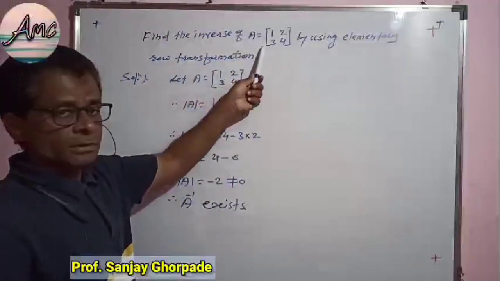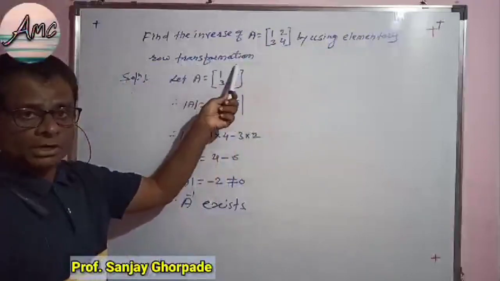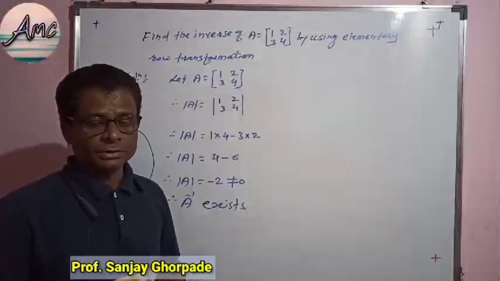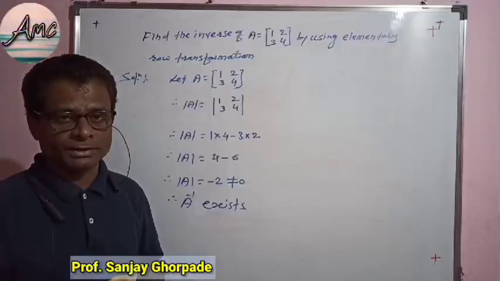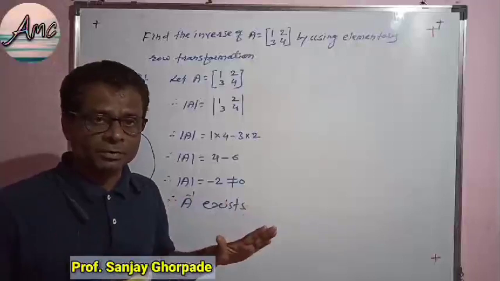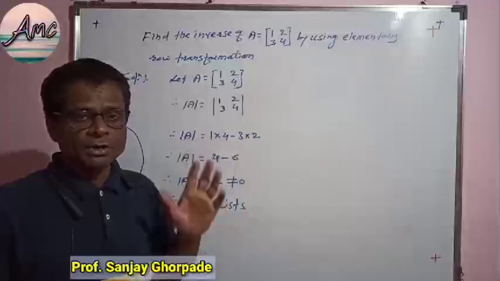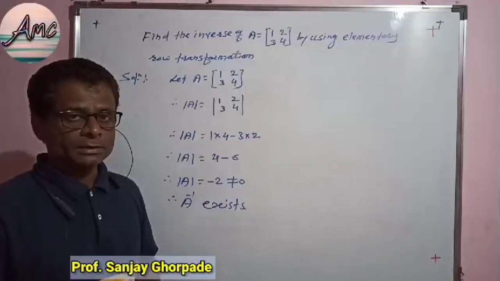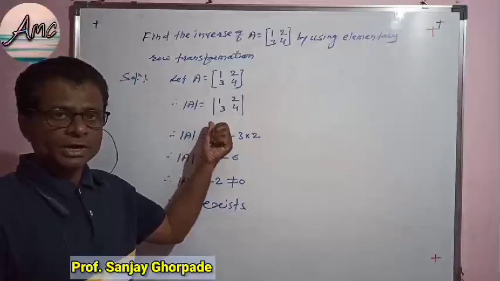Now, let us work out the examples based on the inverse of a matrix. Find the inverse of A, the matrix A equal to 1, 2, 3, 4 by using elementary row transformation. So before finding the inverse of a matrix, first one should know whether the given matrix is a singular matrix or a non-singular matrix. If it is a singular matrix, then its inverse is not possible. To find the inverse of a matrix, the given matrix should be what? A non-singular matrix. So how to identify whether it is a singular or non-singular? Just by obtaining the value of its determinant.